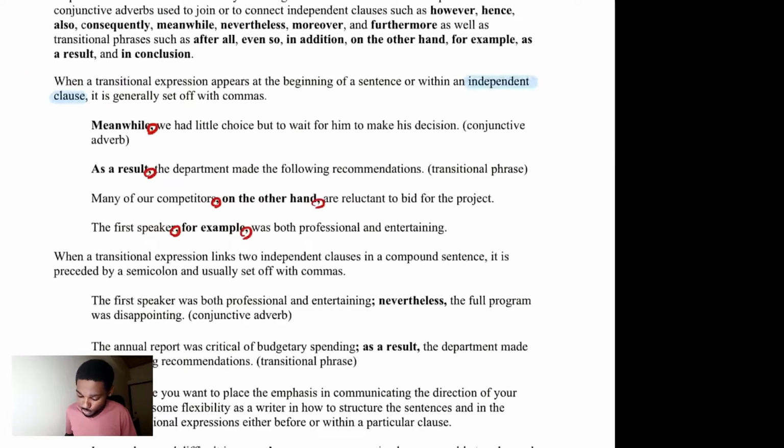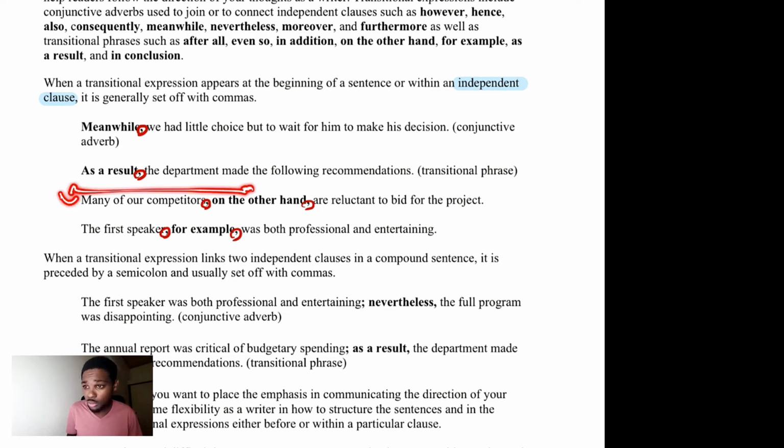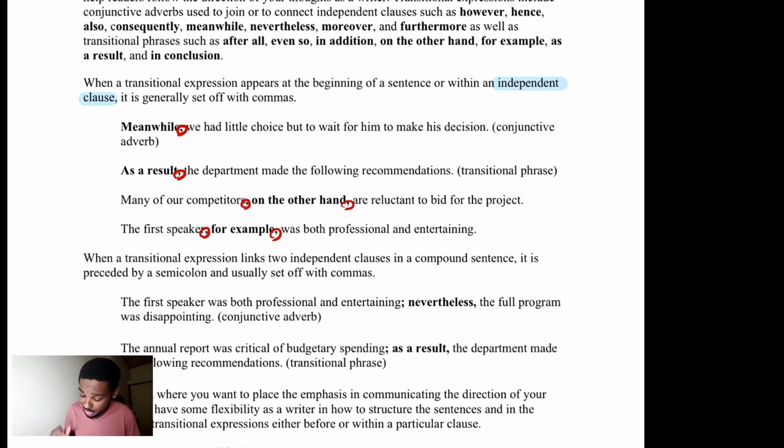Now, what if we want to put the transition at the beginning? How would the sentence look? We would say, on the other hand, comma, many of our competitors are reluctant to bid for the project. In that case, we only have one comma because it's at the beginning, just like these. And here, if you want to put the for example at the beginning, we could say, for example, comma, the first speaker was both professional and entertaining.